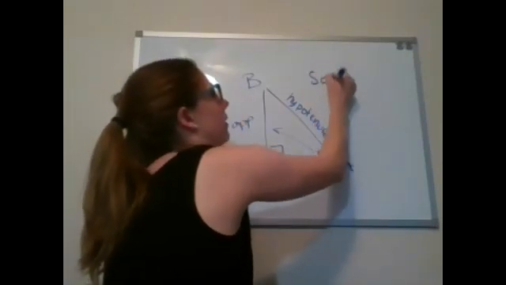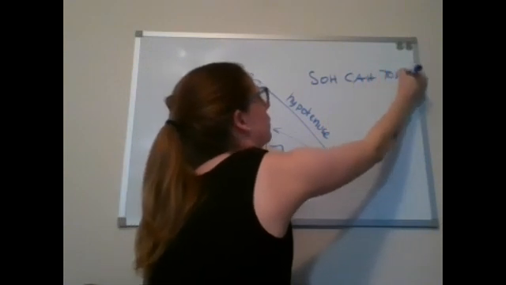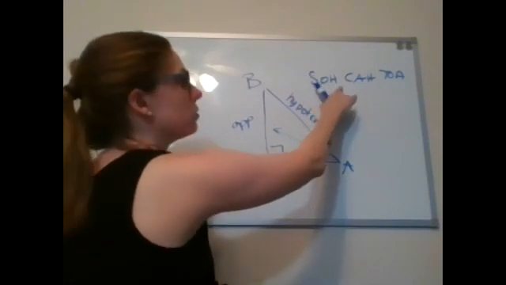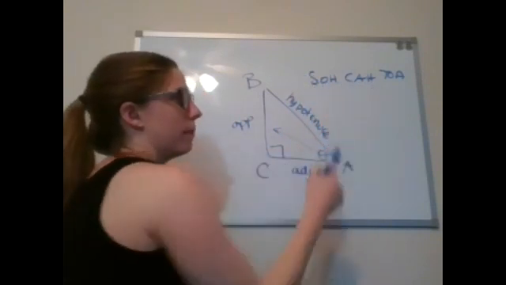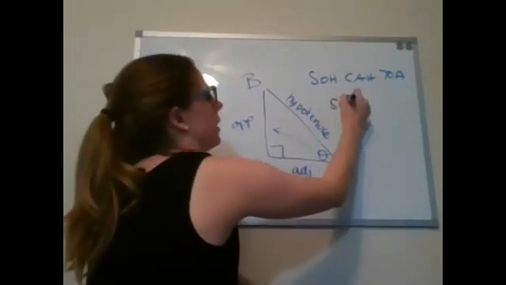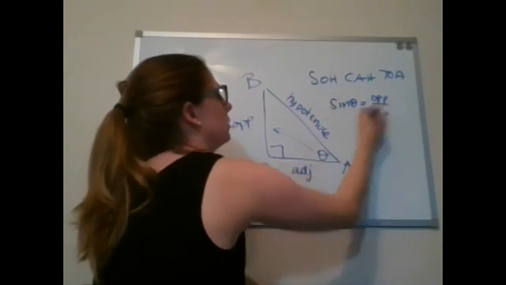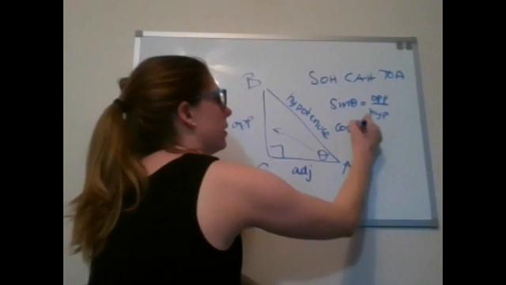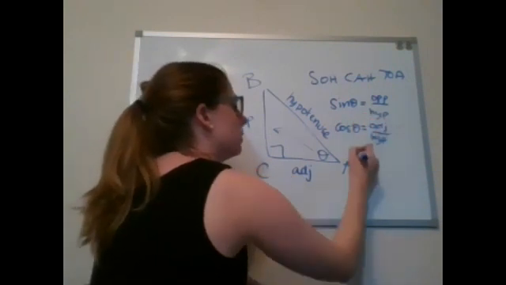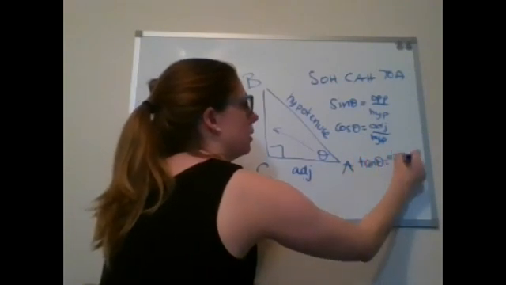We have that mnemonic that we can remember, SOHCAHTOA, which tells us that sine is opposite over hypotenuse, cosine is adjacent over hypotenuse, tangent is opposite over adjacent. So sine theta, opposite over hypotenuse. Cosine theta is adjacent over hypotenuse. Tangent theta is opposite over adjacent.